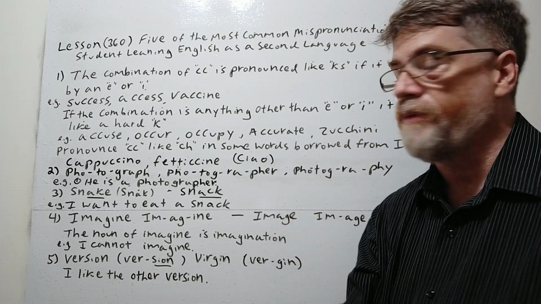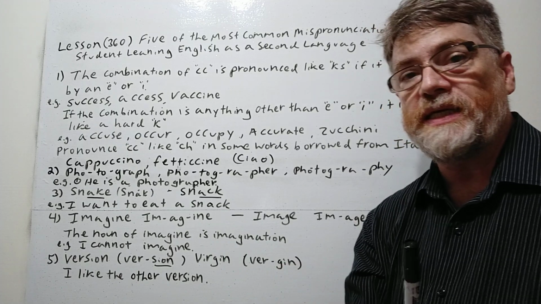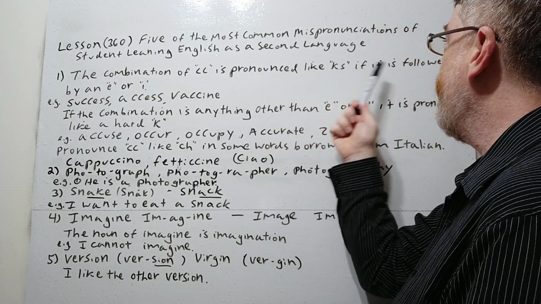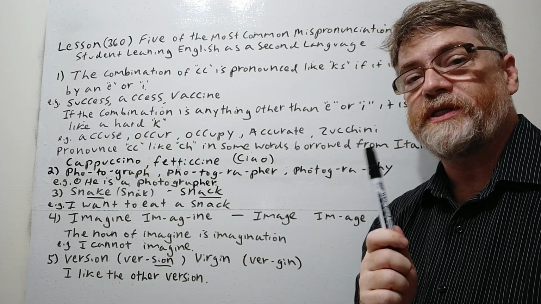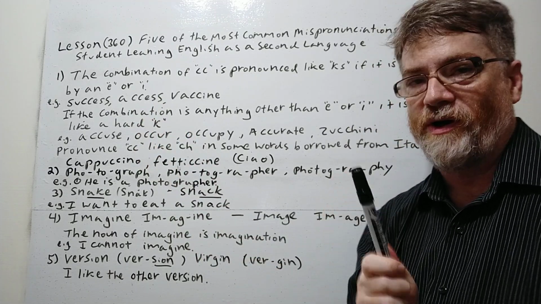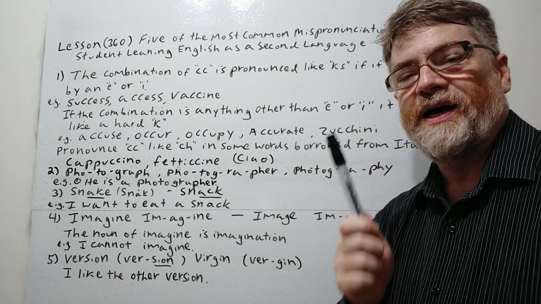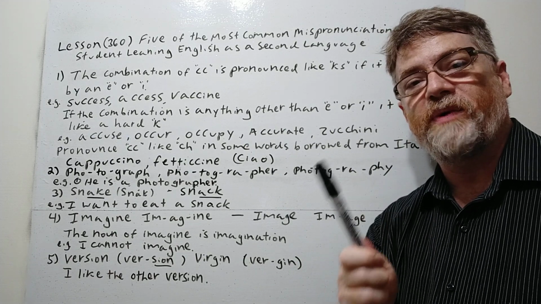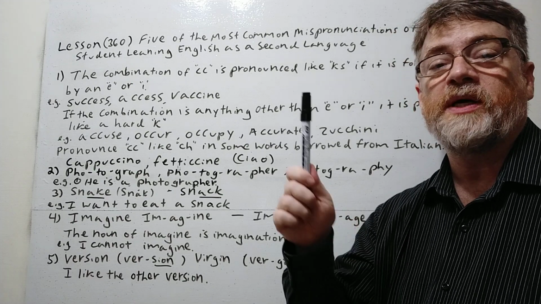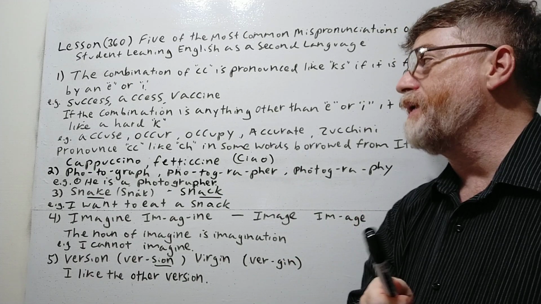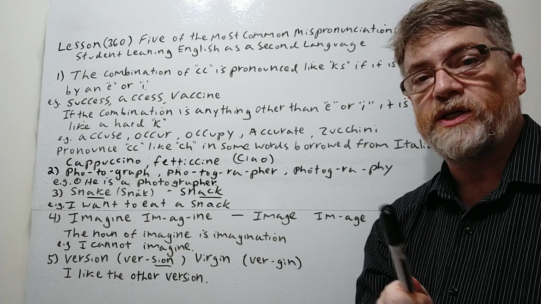So let's look at the note here. The combination of CC is pronounced like KS if it is followed by an E or an I. Now this is where students make the most mistakes. I have often corrected students about this, and this one always eventually comes up with some different students. Even the same students sometimes will forget and they will repeat it. So this one you should really pay attention to.